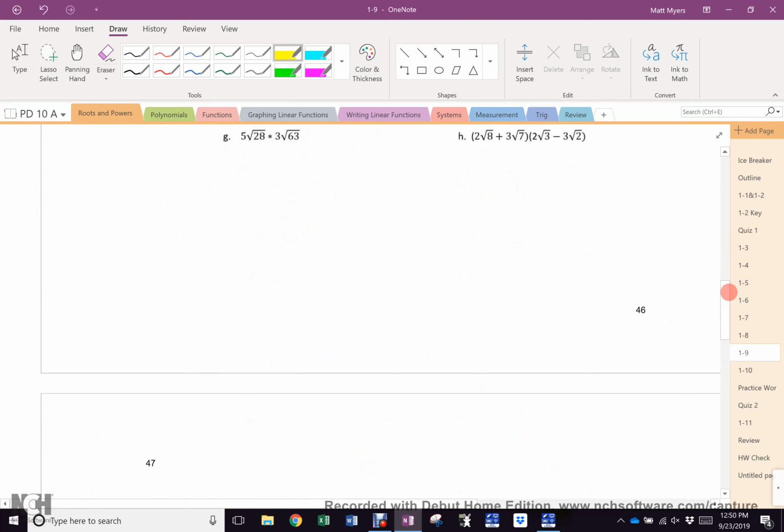Now, of course, ladies and gentlemen, that is 5 times 3 root 28 times 63. I do it this way. You may wish to simplify here. I like simplifying here. Is there room in this world for those of us that like to simplify here and those of us that like to simplify here?